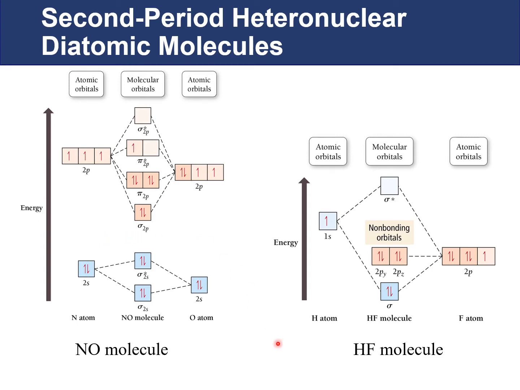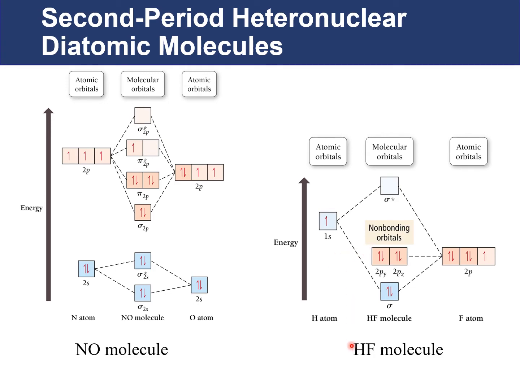Looking at another example, HF, hydrofluoric acid, we would be combining the 1s orbital from hydrogen with the 2p orbitals from fluorine. In this case, one of our p orbitals is going to have the direct overlap with the s orbital, creating the sigma bond. The remaining p orbitals will not be interacting with the hydrogen because the hydrogen does not have any additional orbitals to mix in to make molecular orbitals.